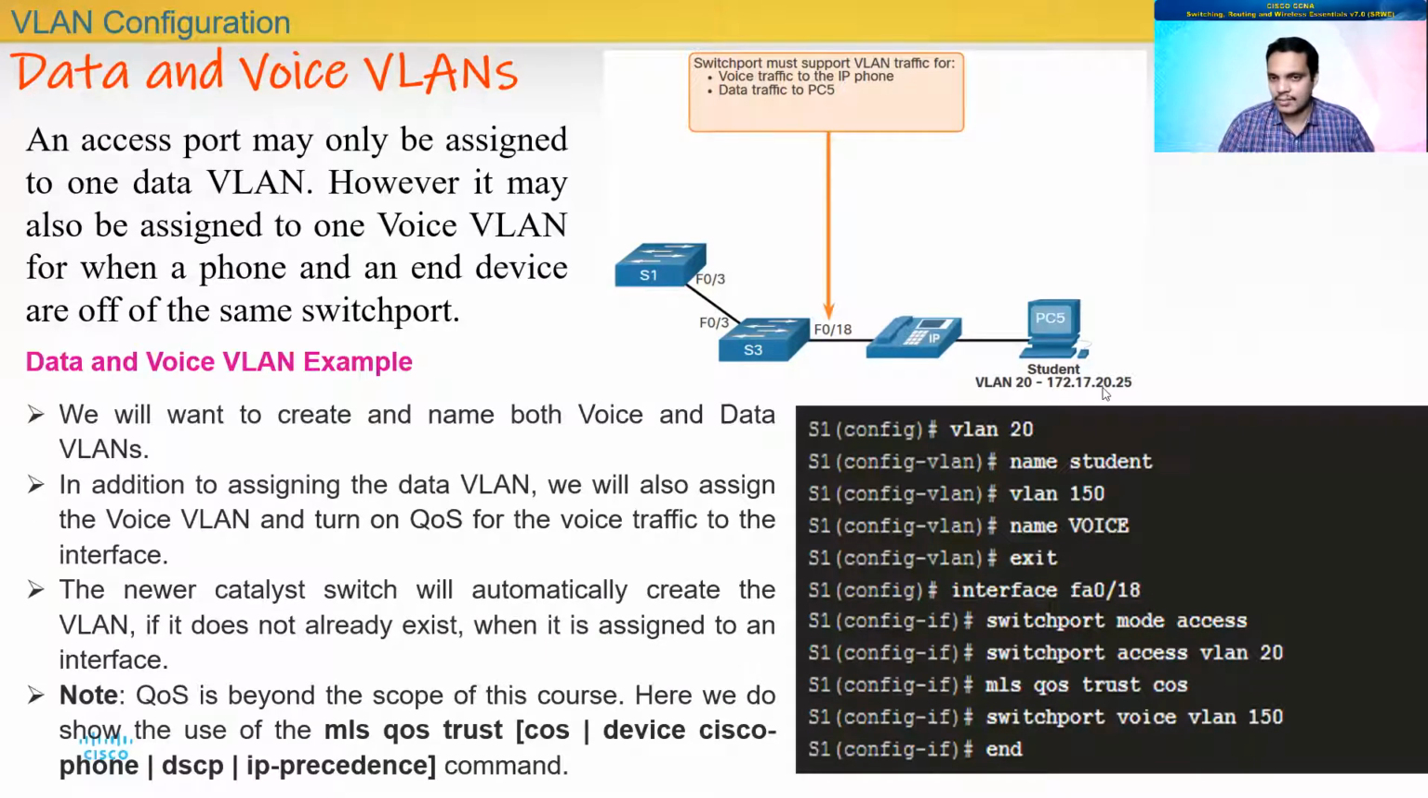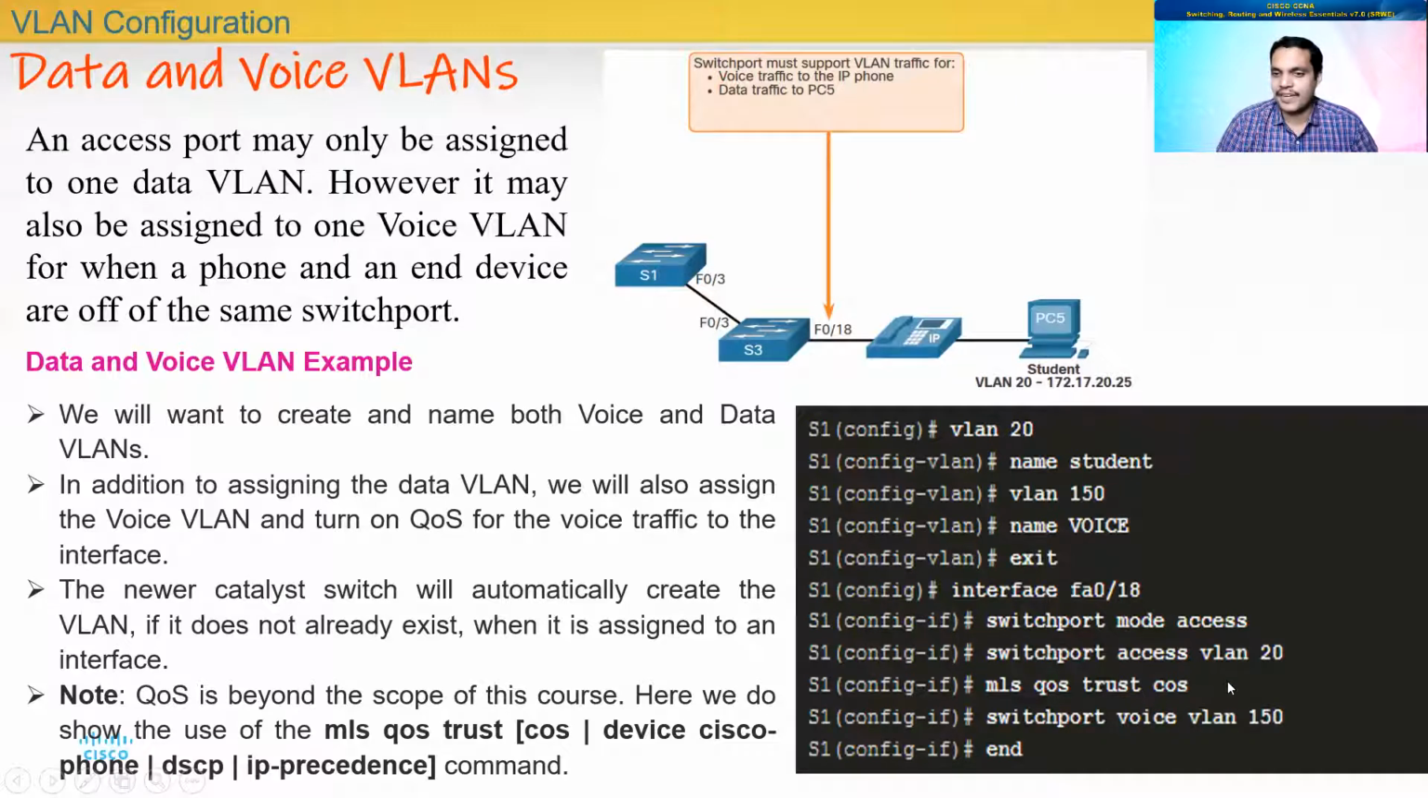So if you see here, the same thing. If you want to set it up, type in vlan 20. You have to name the VLAN, name student, and then we have to create the voice VLAN also. So vlan 150, name voice, and then exit. After creation of these VLANs, we have to enter the interface mode. So go into the interface F0/18, which is here, and then switchport mode access, switchport access vlan 20.